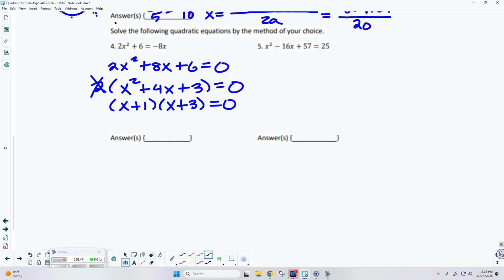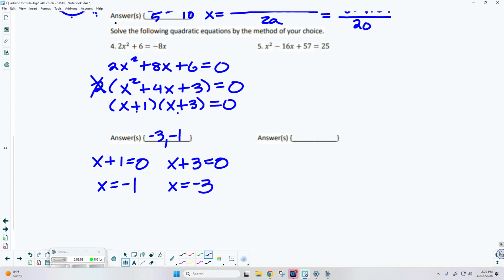Okay. And then what do I do with each of these groups? We set them equal to 0. So if x plus 1 equals 0, we have x equals negative 1. If x plus 3 equals 0, we have x equals negative 3. Okay. So there we go. There was the first one. Okay. I would say an overwhelming majority of folks got that right, so fantastic. It was the number 5 that some people had a little bit of trouble with.